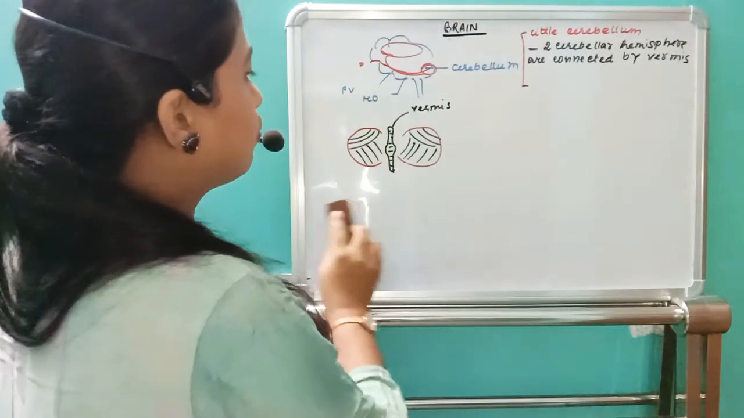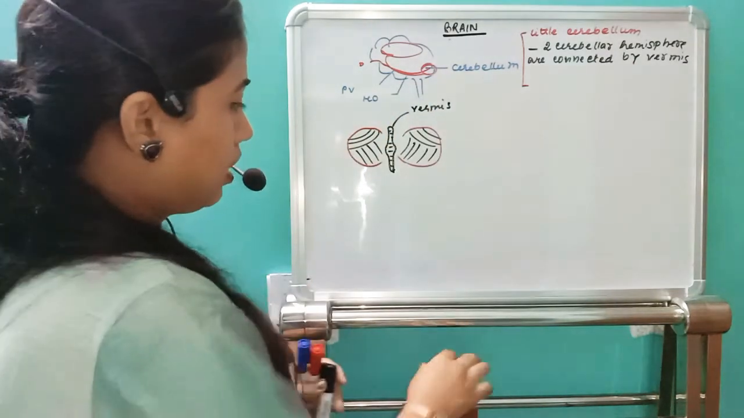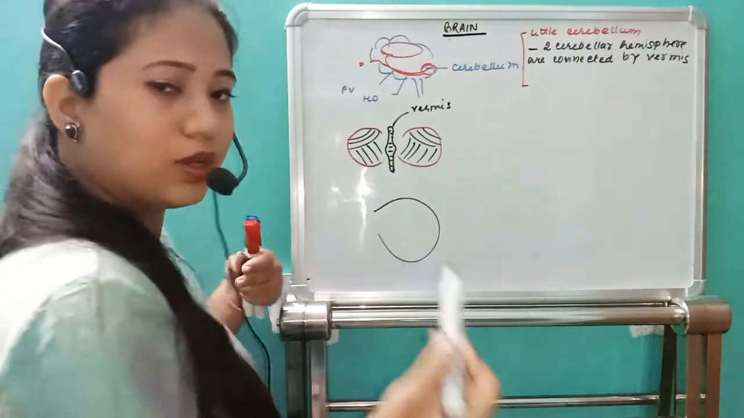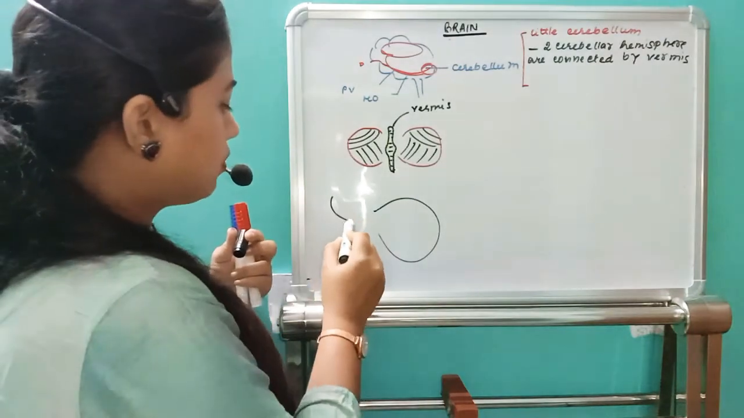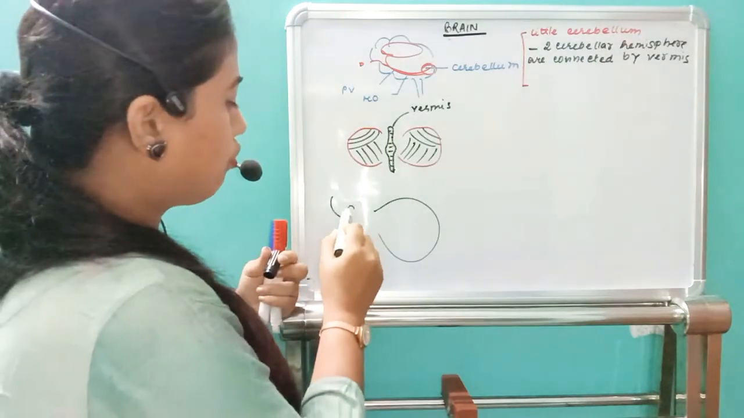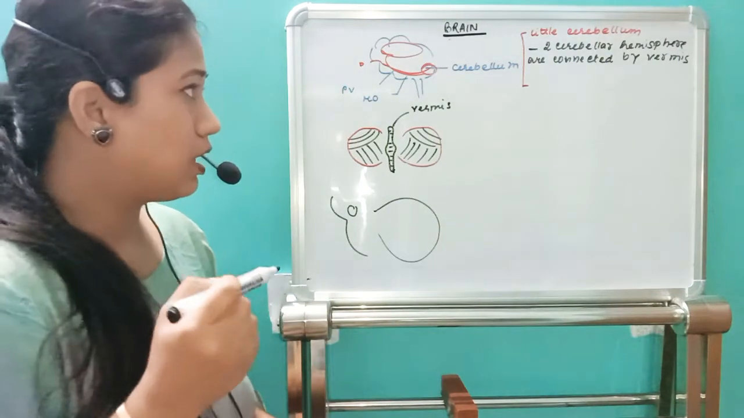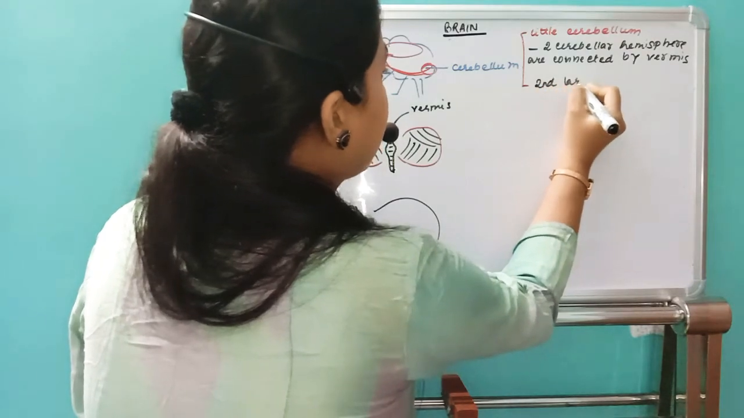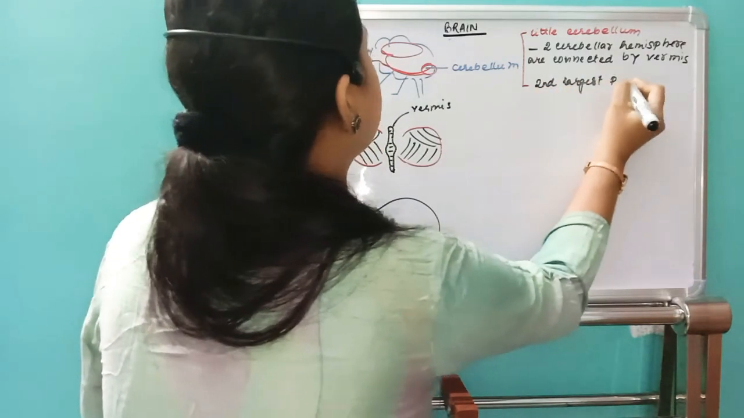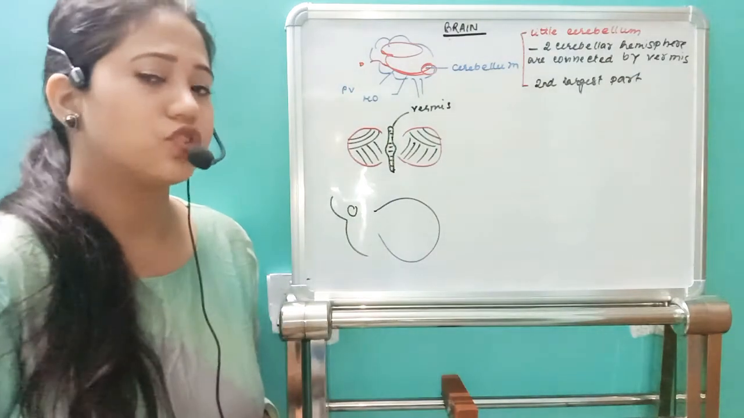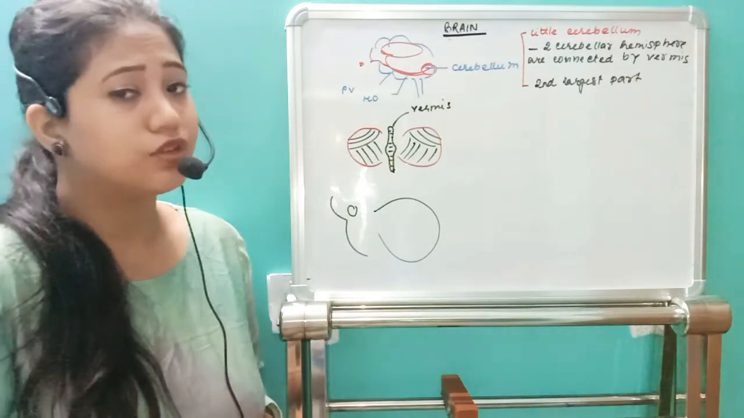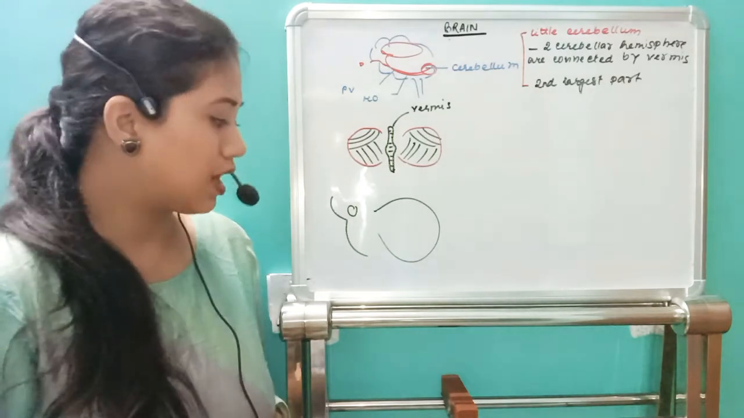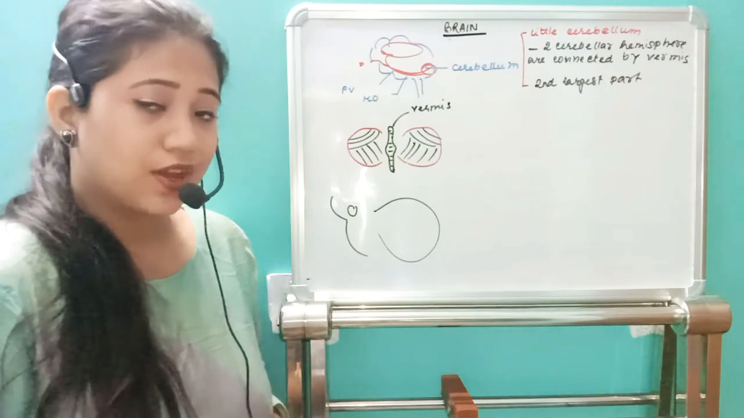Another thing you need to know: suppose this is the cerebellum. Only one half I have drawn. Here we have the pons, here we have the medulla. It's also another very important point that the second largest part of our brain is the cerebellum. As it is a large part, it will also require more nutrients and more gases. So as it requires more nutrients and more gases, it needs to have its own ventricle.